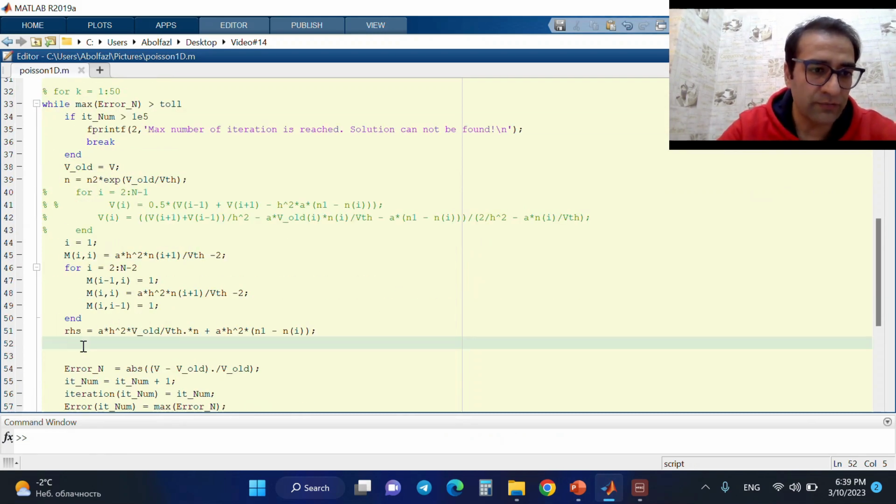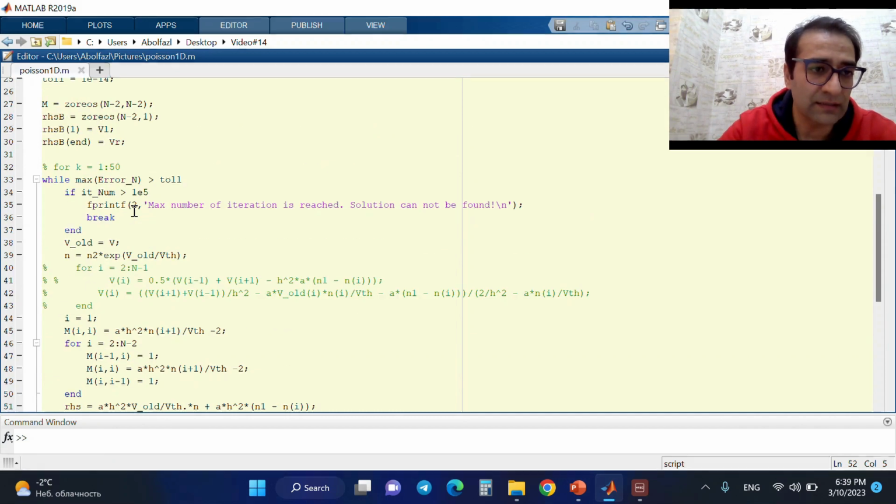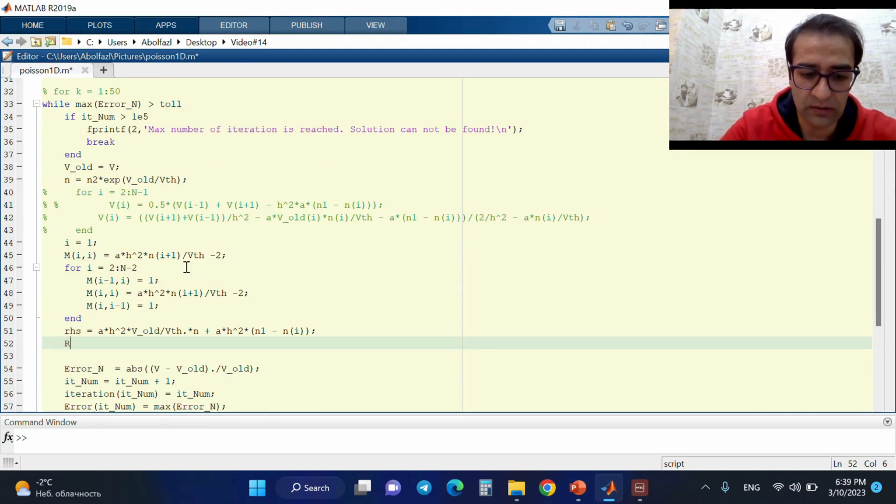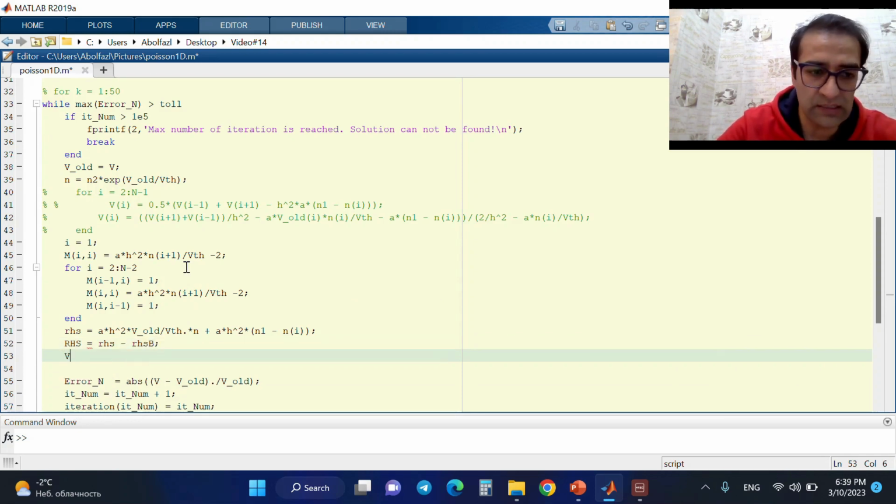What else? By having the right hand side and right hand side B, let me define the whole right hand side with capital RHS, and that one is right hand side minus the right hand side capital B. What else? VC will be equal to what? The inverse of matrix M multiplied by the right hand side, and you can do this with the following command: matrix M backslash capital right hand side. This backslash means the inverse of matrix M multiplied by the right hand side of the matrix.